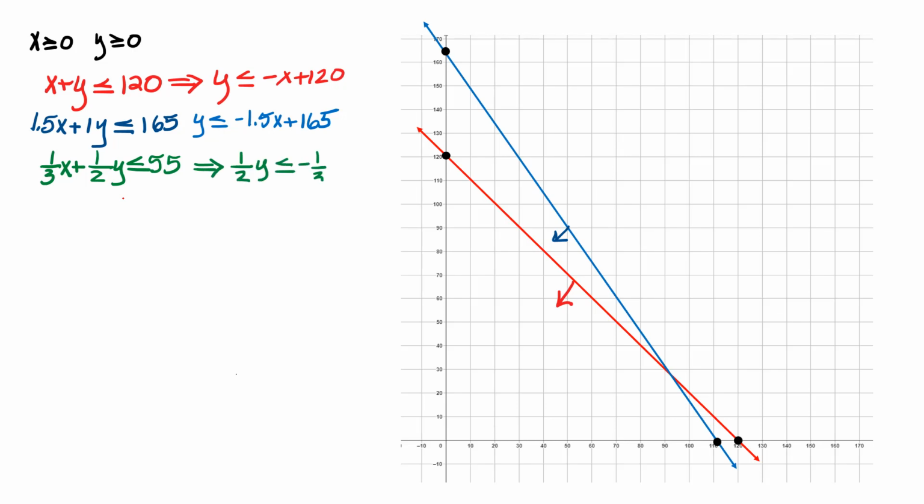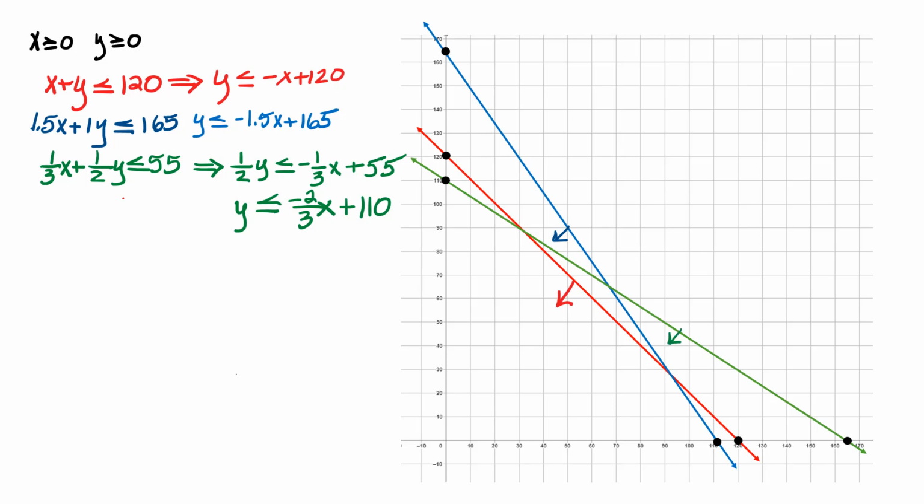1/2 y is less than or equal to negative 1/3 x plus 55, multiply by 2, and you get y is less than or equal to negative 2/3 x plus 110. That green line has a y-intercept of 110, and then it has a slope of negative 2/3, and so it looks like this. So we are going to figure out what side of the green line to shade, and if we put in 0, 0 to that inequality, we get 0 is less than or equal to 110, which is true, so we will shade below the green line.